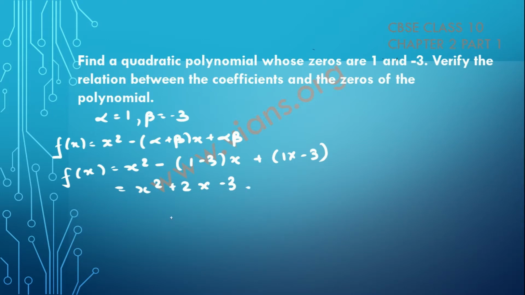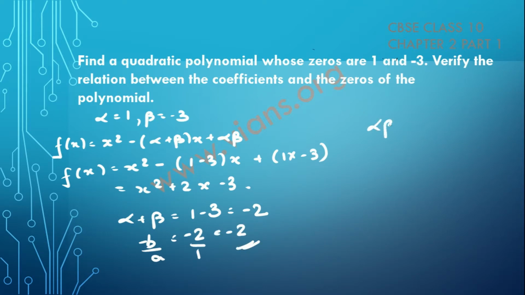Alright, so now alpha plus beta. If I find alpha plus beta, that's nothing but 1 minus 3, which is equal to minus 2. Normally I need to prove that this is equal to minus b by a, so that's nothing but minus 2 by 1, so that's minus 2. And alpha beta is equal to 1 into minus 3, so that's minus 3, and c by a is nothing but minus 3 by 1, that's minus 3. Hence, we can prove the relationship between the zeros and the coefficients of the polynomial as well.